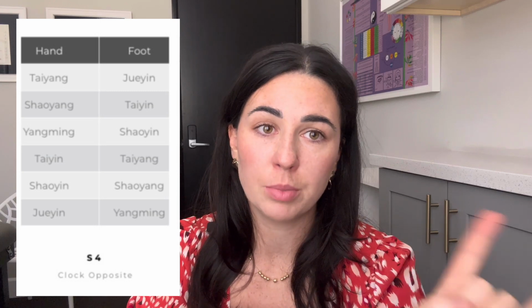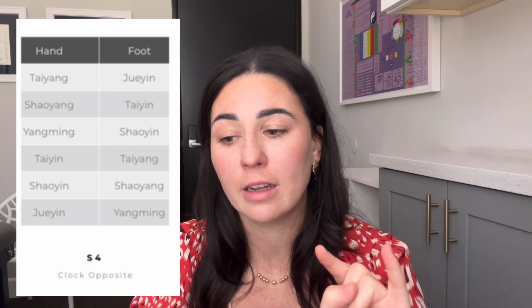Then the fourth system, we have clock opposites. That is just going to be AM to PM. And this again will be hand to foot. Hand Tai Yin, which is 3 to 5 AM, and then it would be foot Tai Yang, 3 to 5 PM. So it's just truly hand to foot, AM to PM.